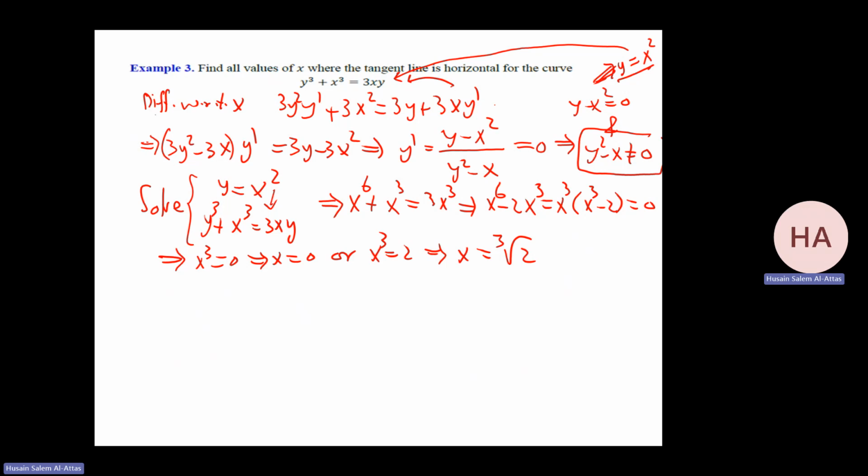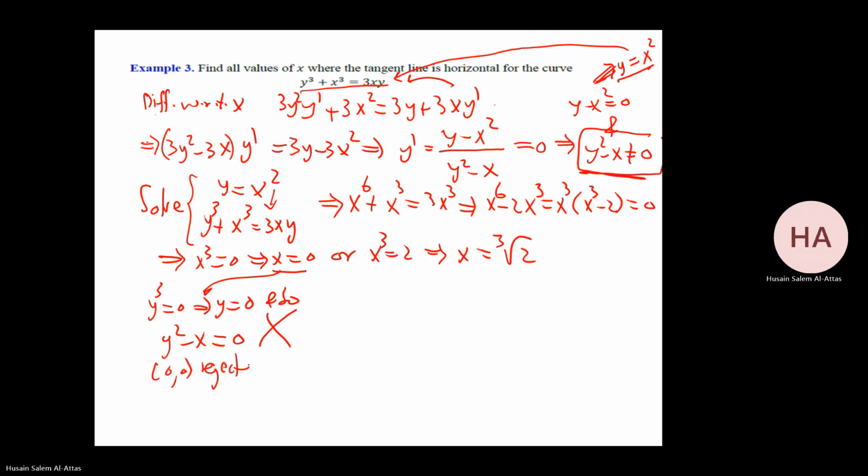Now, if x equals 0, substitute here, you get what? y cubed equals 0, so y equals 0. This will be a problem. And so y squared minus x equals 0. So this is rejected. 0 and 0, rejected.